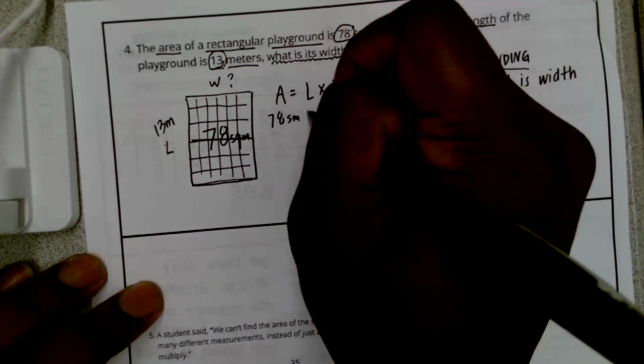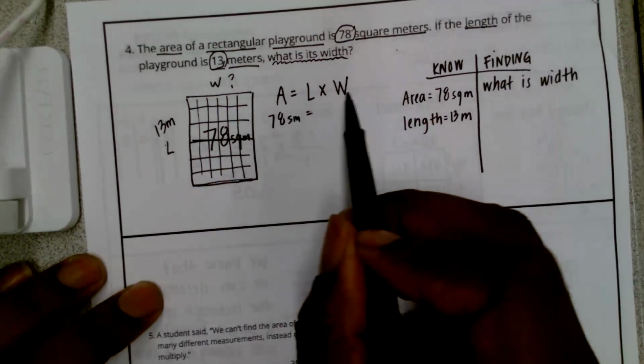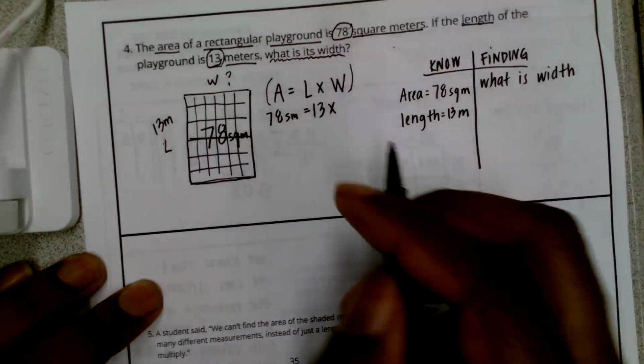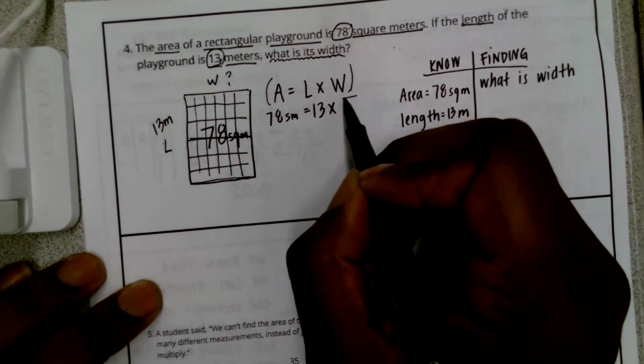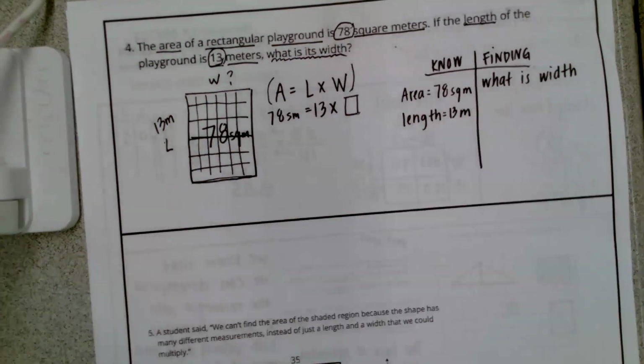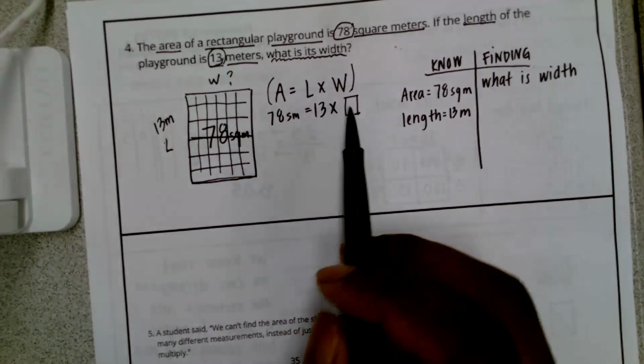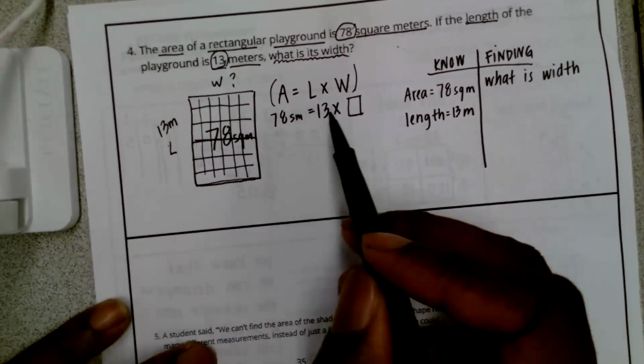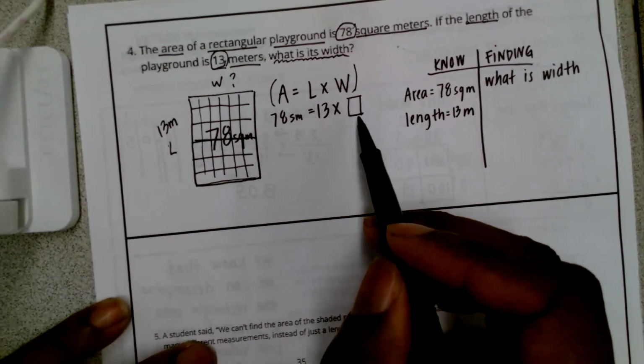And 78 square meters equals, follow the equation, length, which is 13, times, do we know the width? No, we do not know the width. Now, how can we figure this out? What questions are we asking ourselves? We can look at it 2 ways. We could say 13 times what is 78, or 78 divided by 13 is width.